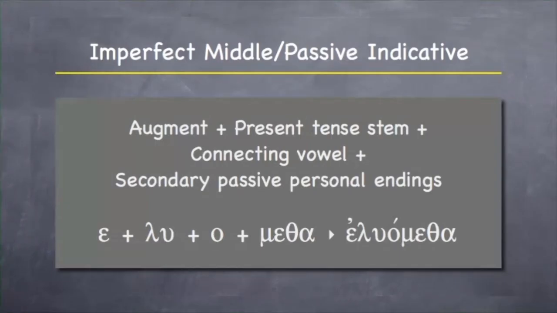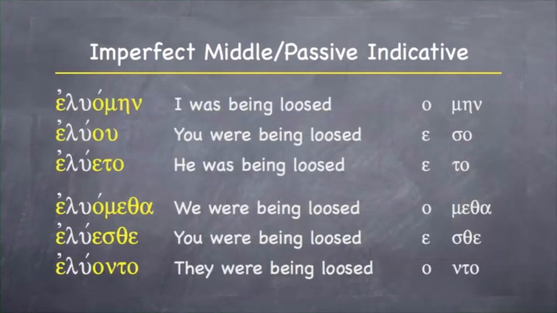So the augment is going to be epsilon. In the case of Lu, the present tense stem is Lu. The connecting vowel is there. And then mitha is your first person plural, secondary passive personal ending. And so you get eluamitha. Take a look at the full paradigm and you get eluamein, eluu, eluita, eluamitha, eluista, eluanta.